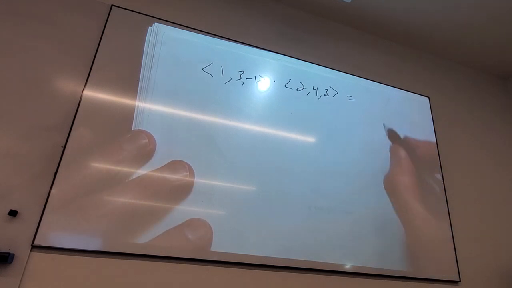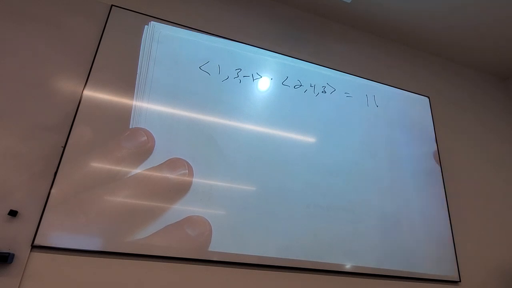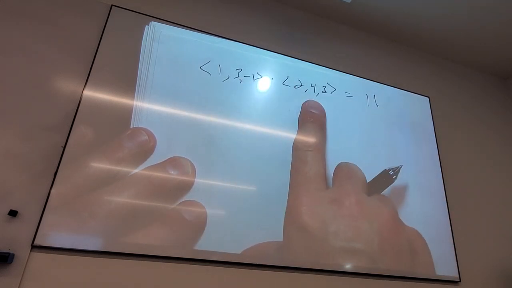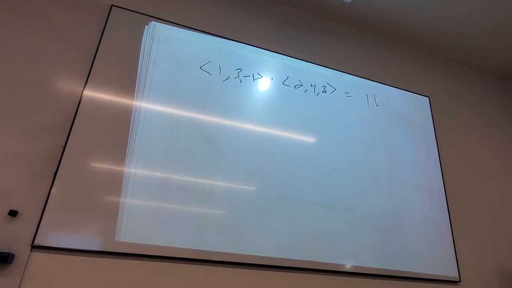11? 11, yeah? Because how do you do a dot product? You multiply the components and add them together. So the answer to a dot product is a scalar, yes? Did I have to worry at all about the geometry behind what this represents? Did I have to figure out an angle? Did I have to do any of that?